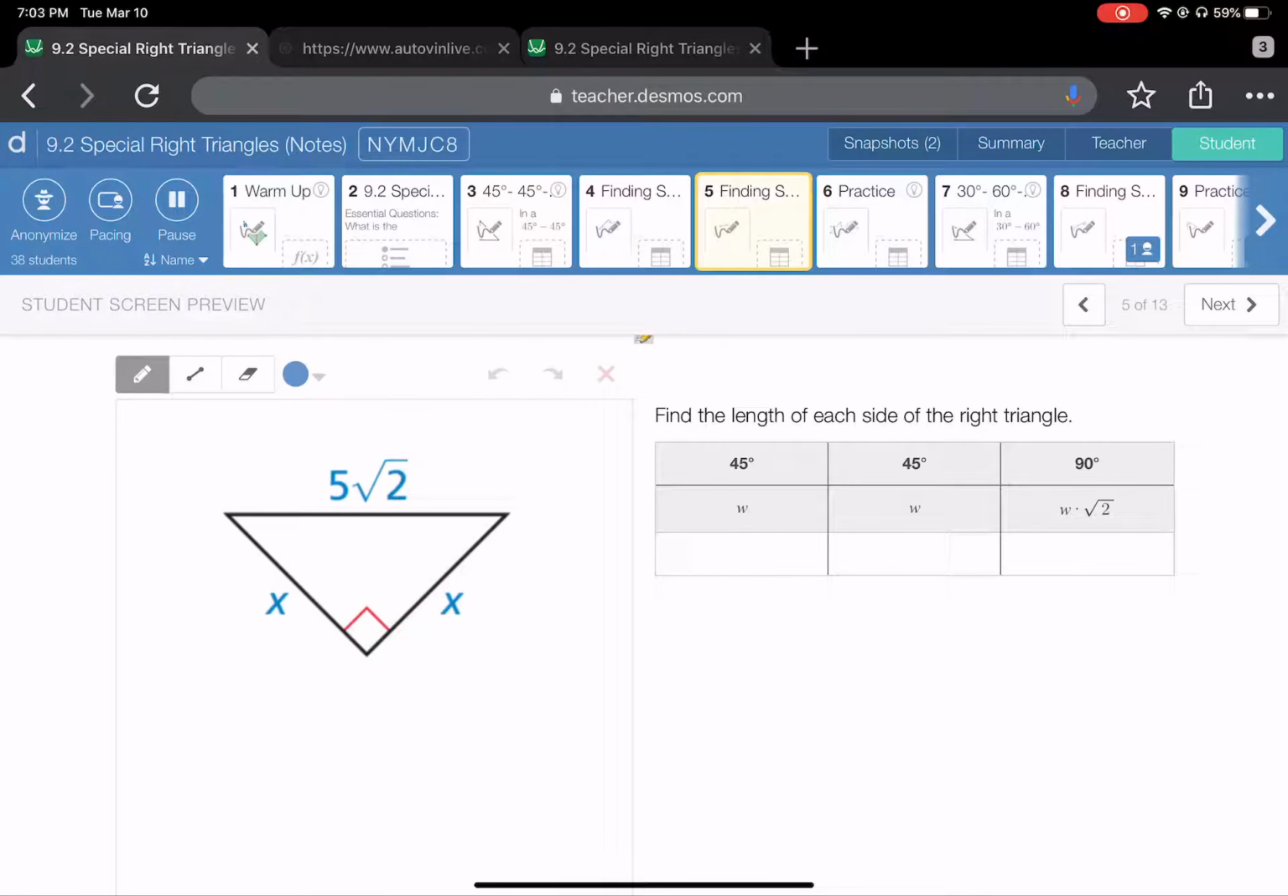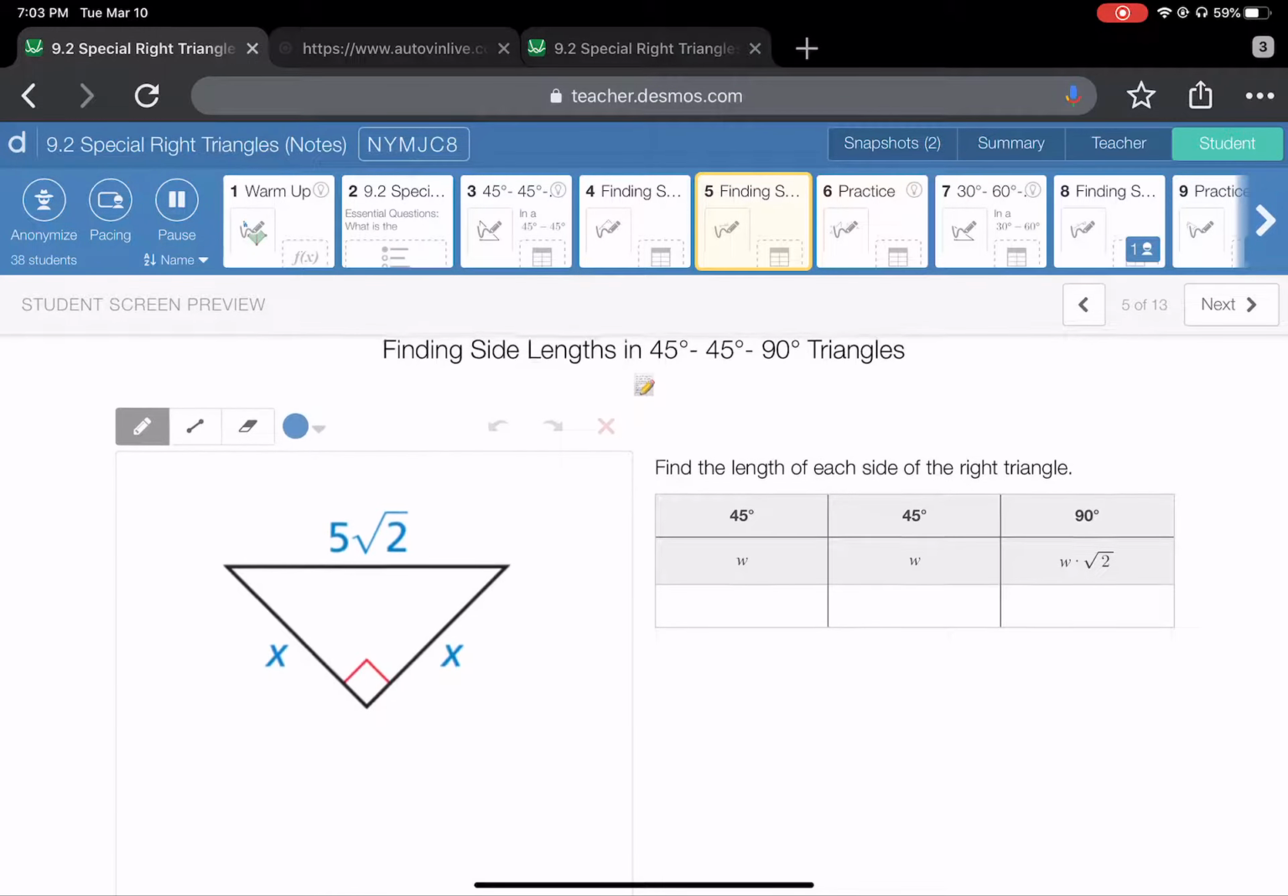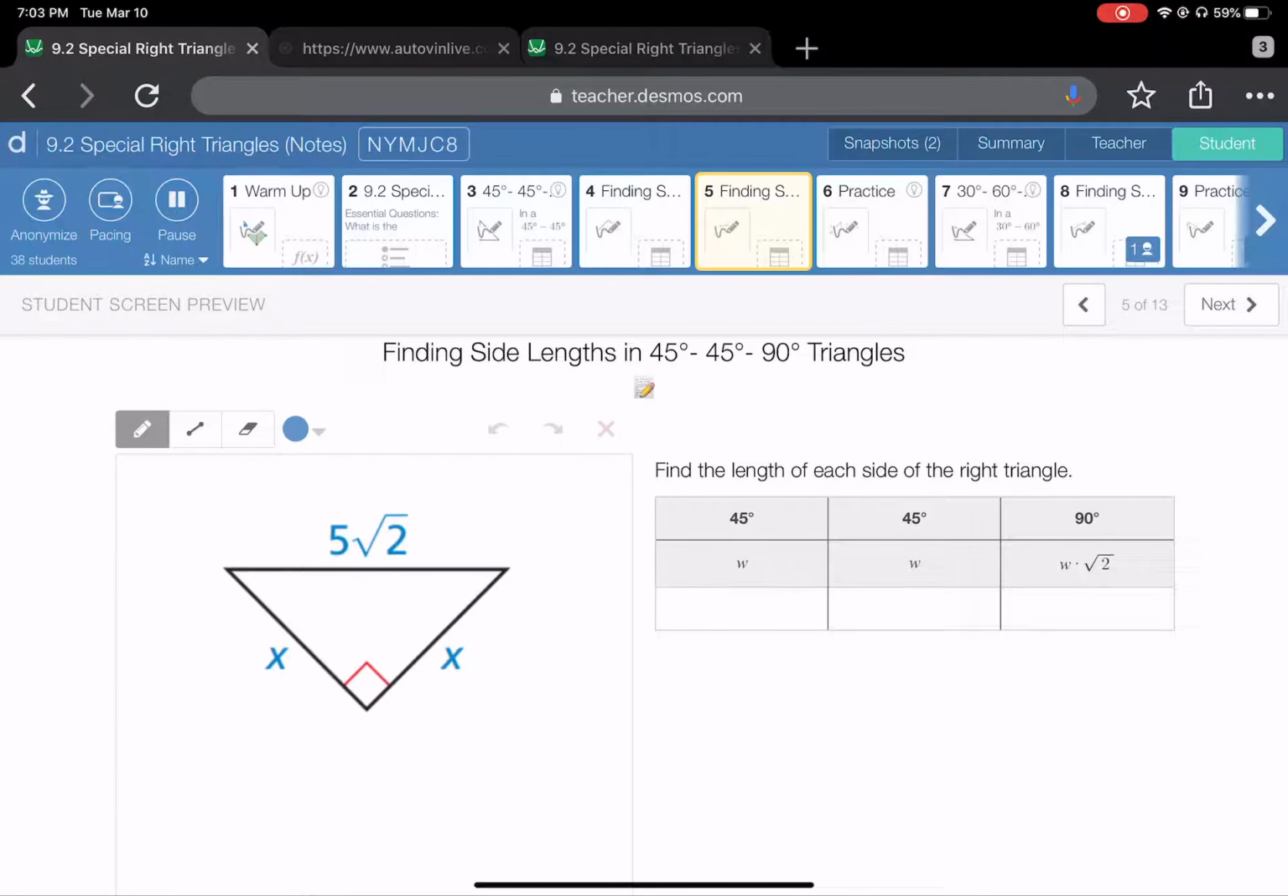Let's try another with a similar type of case. This is still the 45-45-90 triangle theorem. We're going to start by first identifying what kind of triangle this is. So we have a 90, we have two congruent sides, we have two identical x's.